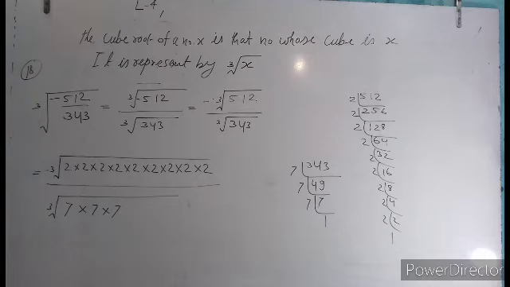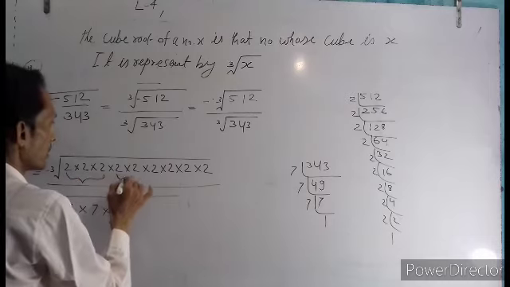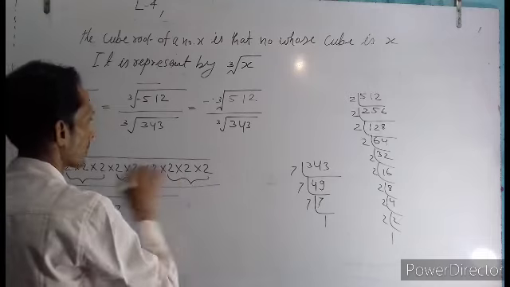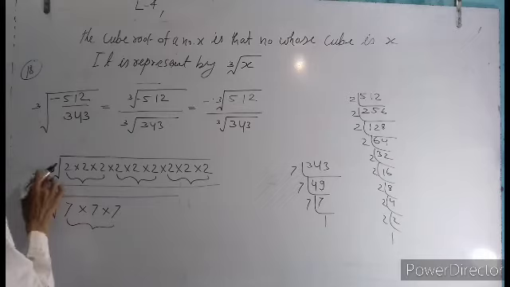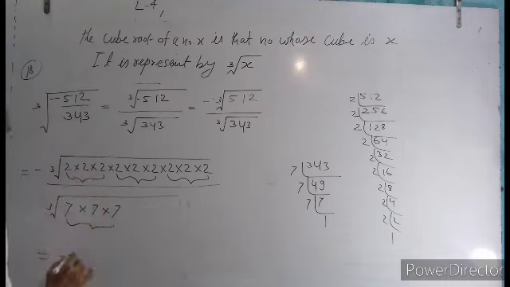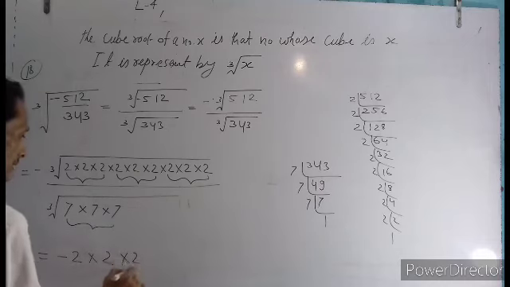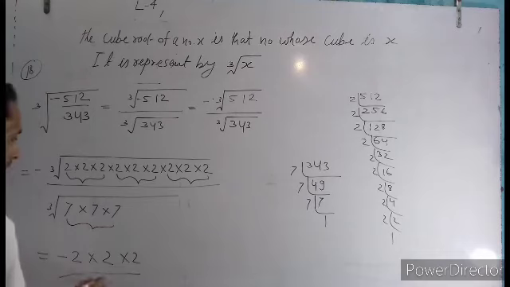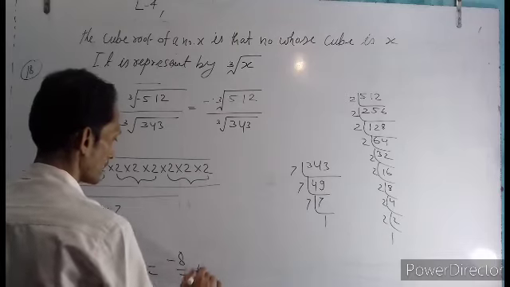So now, what is the next step? Make the triplets of the same primes. That is the first triplet, that is the second, and that is the third. In the denominator there is also a triplet of 7. So with the minus sign, first write the minus, then the triplet of 2, then the triplet of 2, then the triplet of 2, and in the denominator a triplet of 7. So you can write 2 to the 3, which is 8, so minus 8 upon 7. Okay, that is the answer.